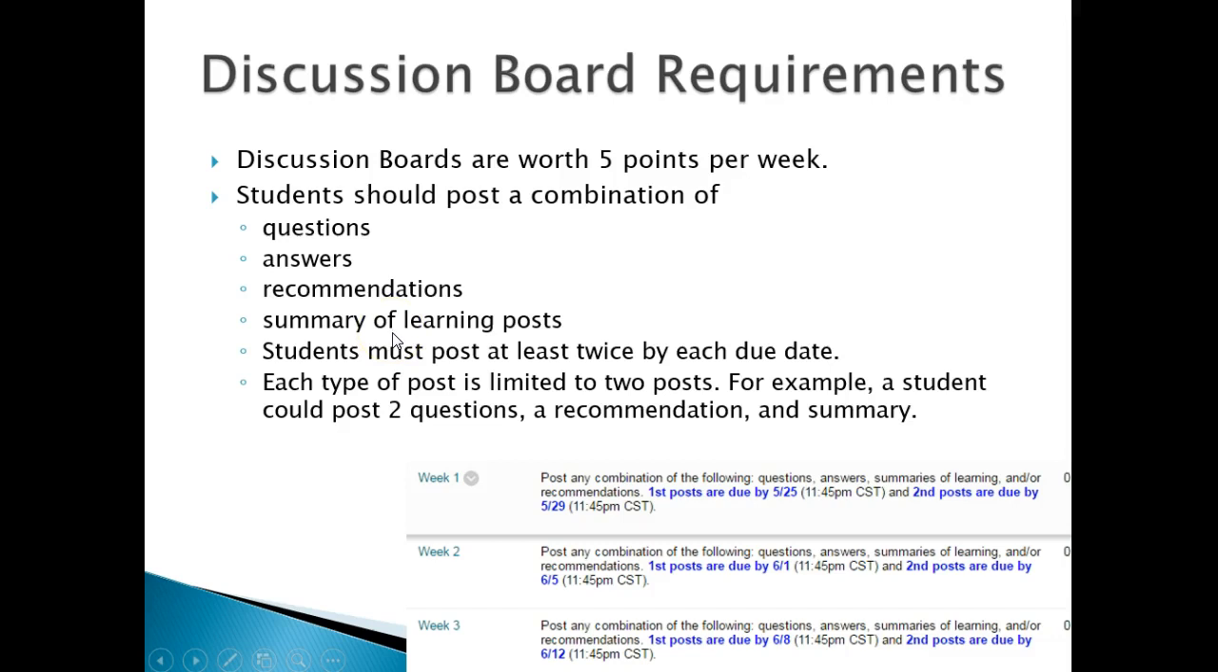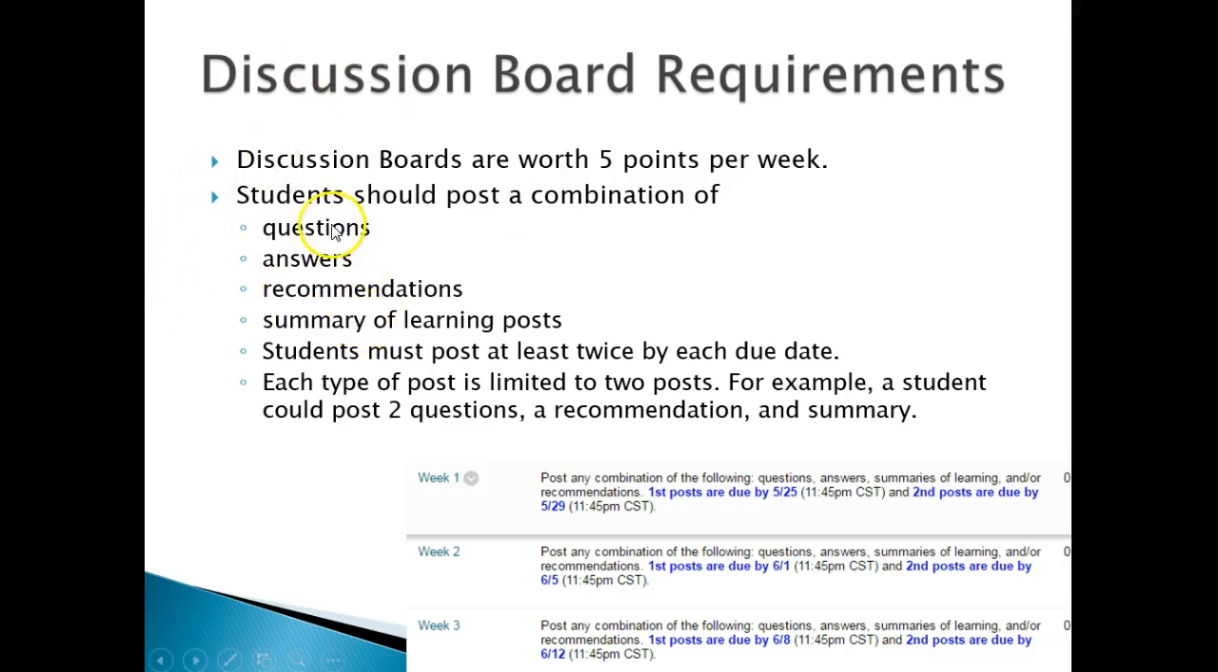And then finally, there's a summary of learning. So you could post, hey, in chapter 1, I learned all about financial statements. I thought it was interesting because... So the summary of learning, think about that as, hey, if your mom asked you, what'd you learn in accounting this week? Go ahead and summarize what you learned.